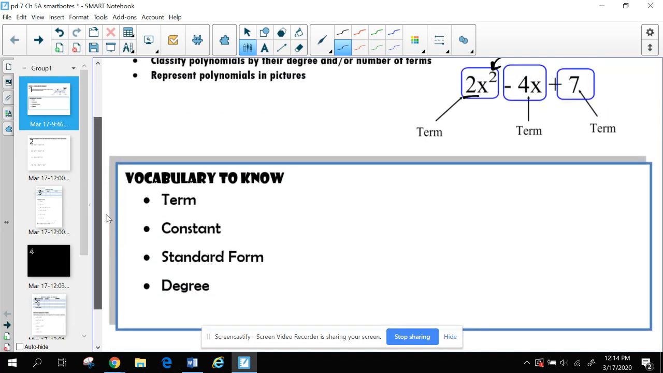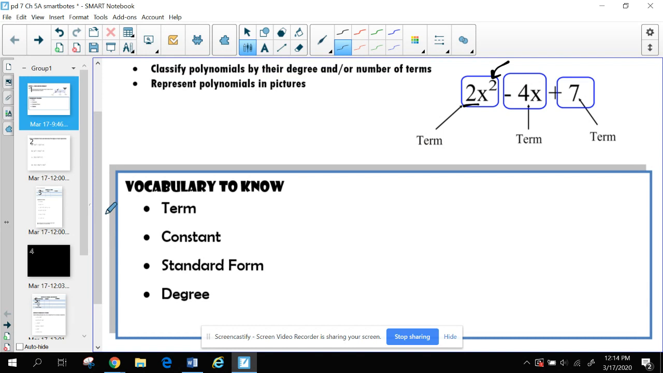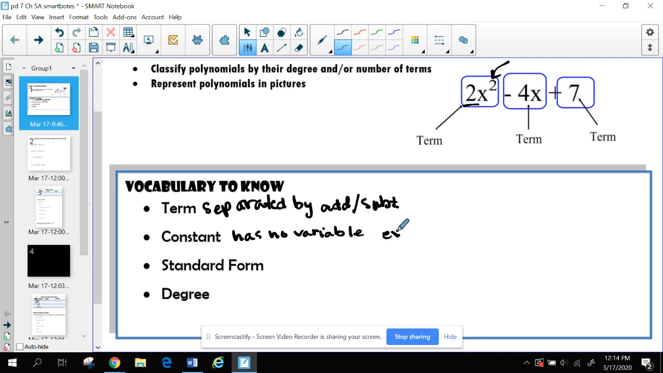is that idea of a term. If you look at our example, you should notice that the terms are separated by two operations only ever. So a term is separated by addition and subtraction. The constant is at the end of our polynomial there. The constant is a term that has no variable. So in this example, 7 would be our constant.